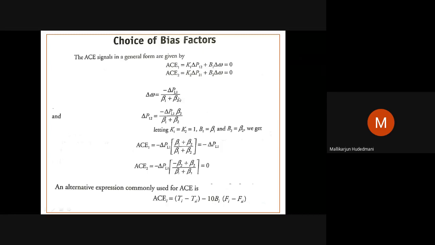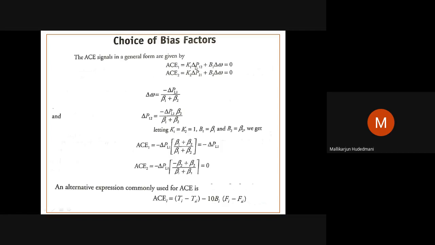Delta omega I could get from interconnected operation. Delta P12 I get from interconnected operation. Then letting the gain of area 1, area 2 be equal to 1. Let's observe this interaction here. K1, K2 are the gains of the integral controller in area 1, area 2. Let it be 1. And the area frequency composite response beta 1, beta 2 be B1, B2 like that. Some simplification has been done. Put over here.